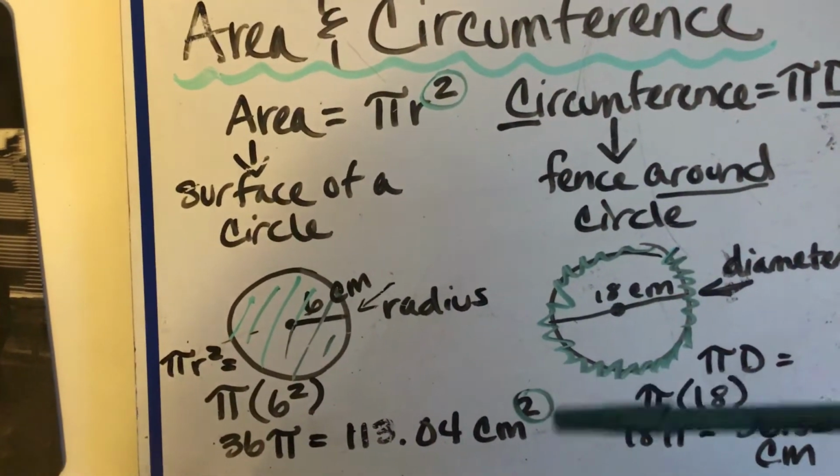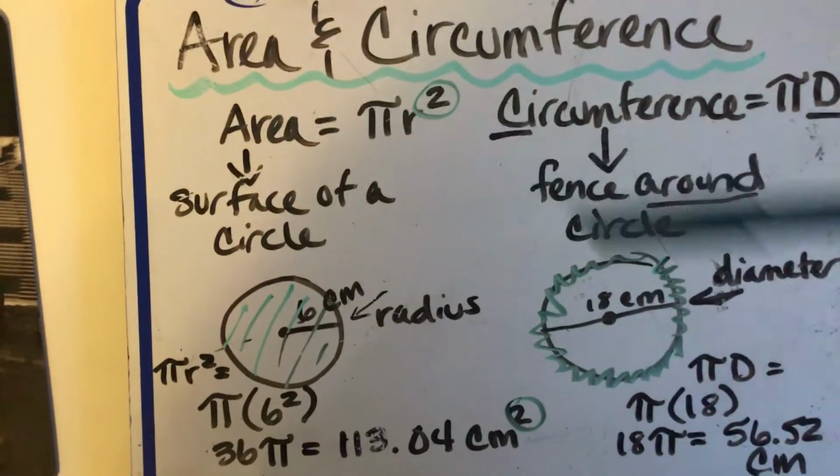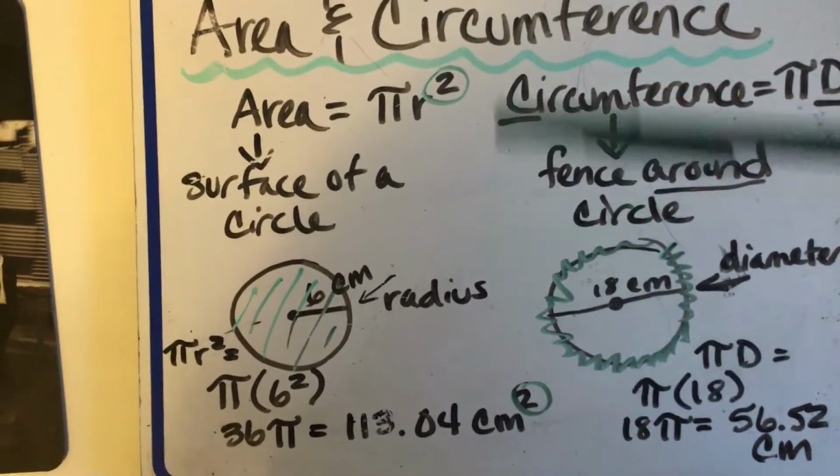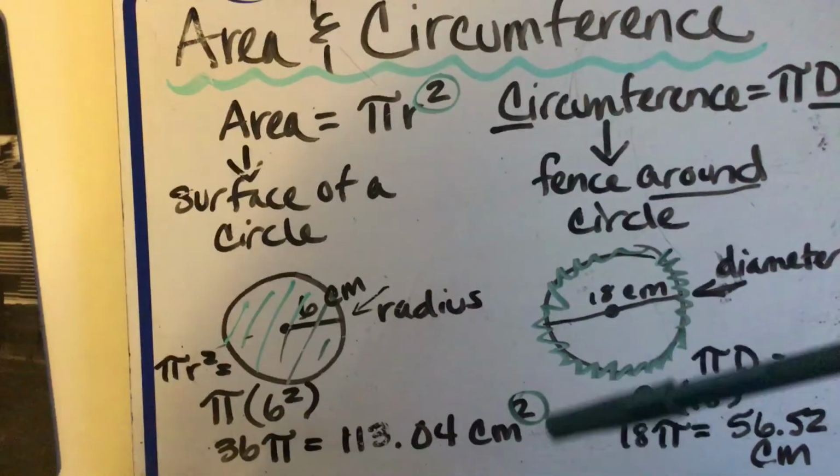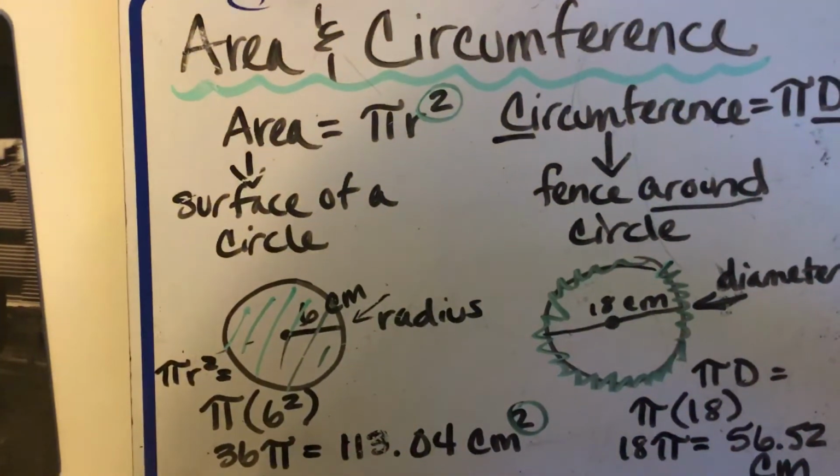Squared is what we must put in our units when we're referring to area. An easy way to remember is that the formula for area has a squared after the radius, so that should help you remember to put the squared after the units.